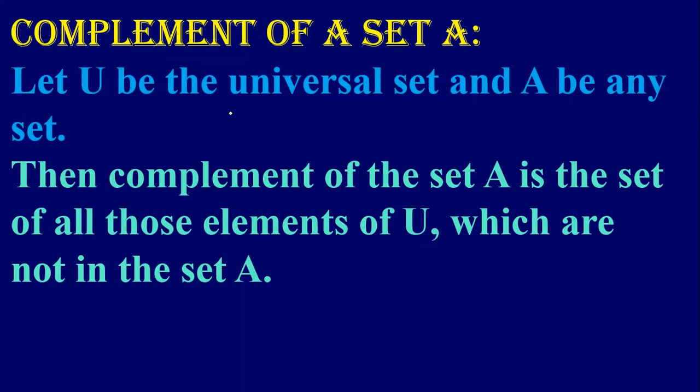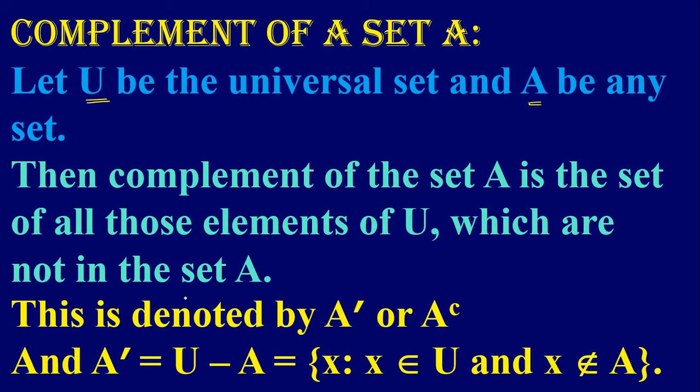Next it is complement of a set. Let U be the universal set. Universal set means it is a big set which contains all the elements of other sets. So let U be the universal set and A be any set. So here A is a subset of U. Then the complement of set A is the set of all those elements of U which are not in the set A. That is, the complement of a set means you have to write other elements which are not present in A. It is denoted by A dash or A^C. So A dash equal to U minus A. That is, you have to write all the elements of the universal set which are not in A, other than A. So it is the set of all x such that x belongs to U and x does not belong to A.